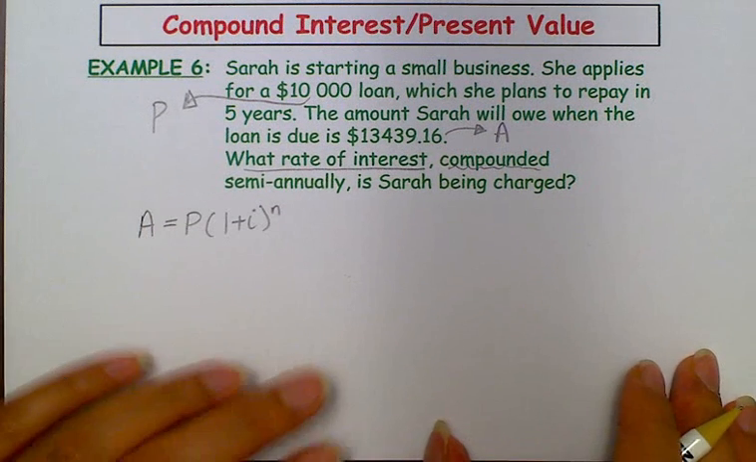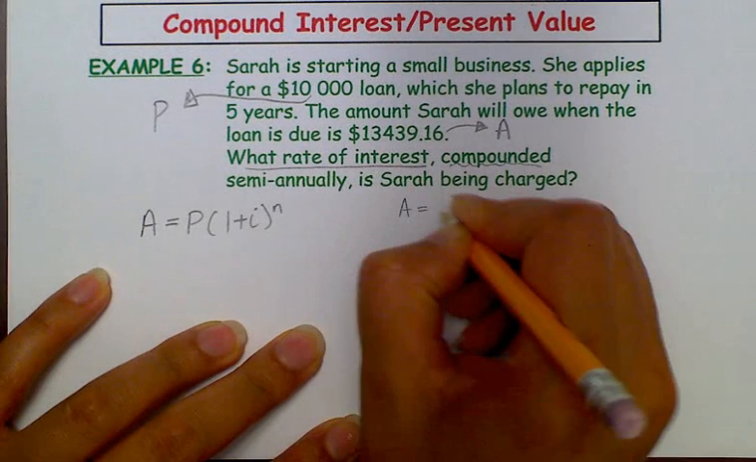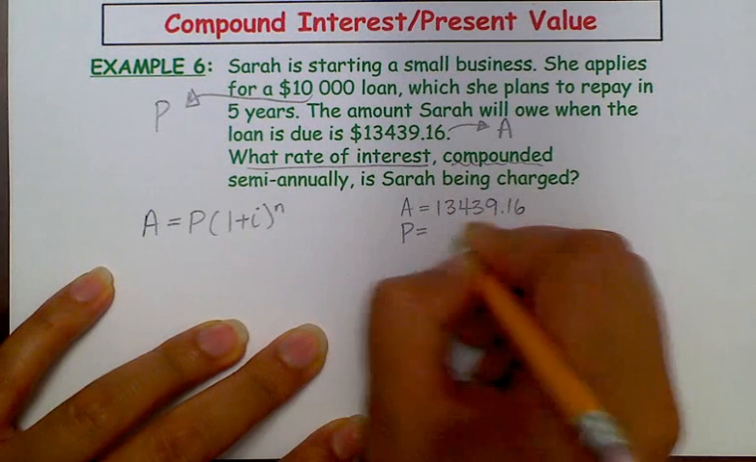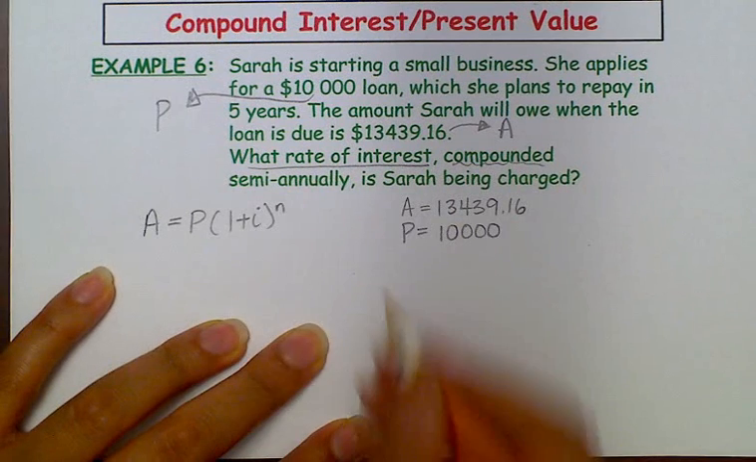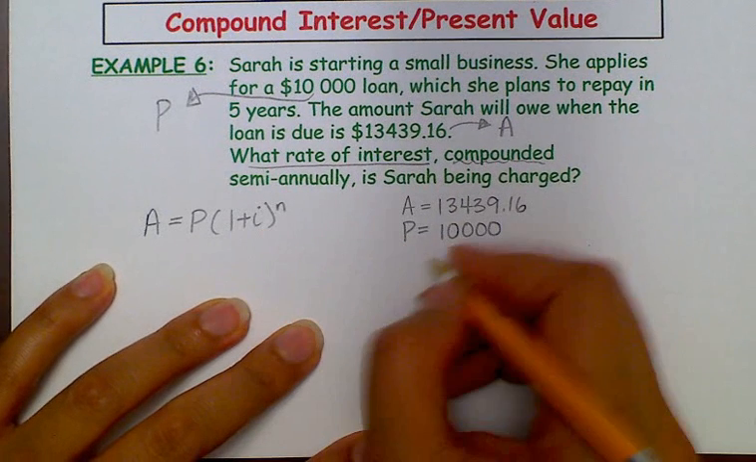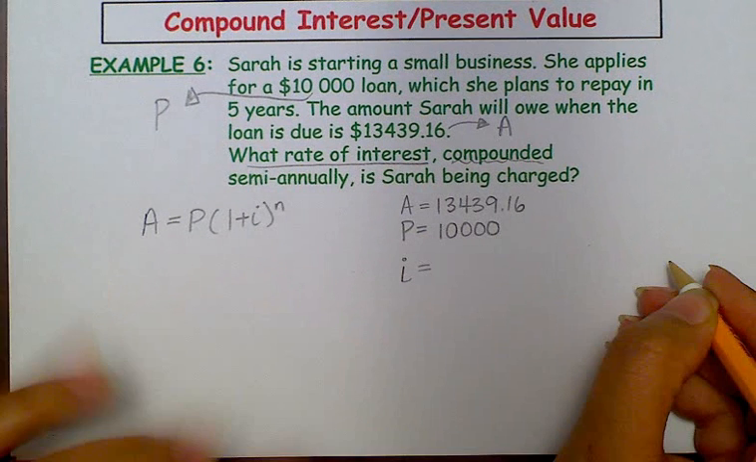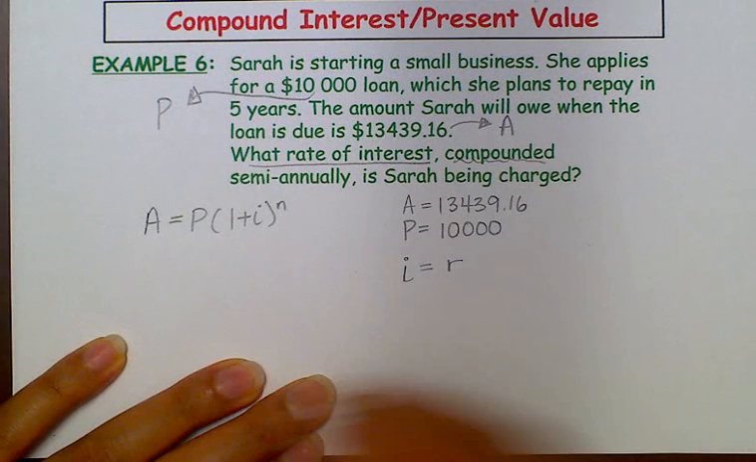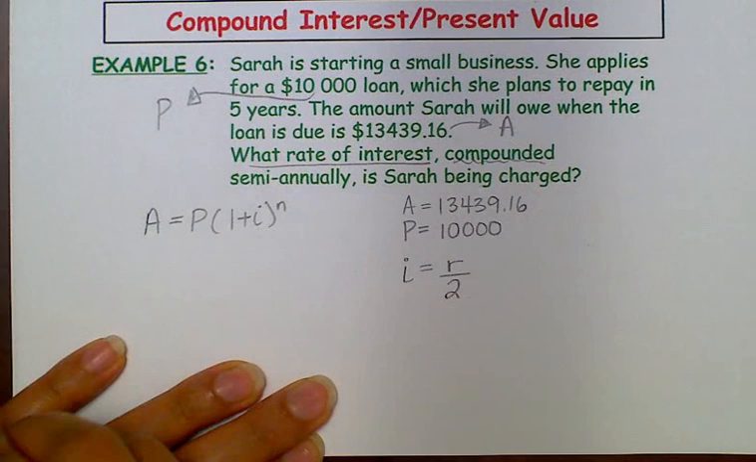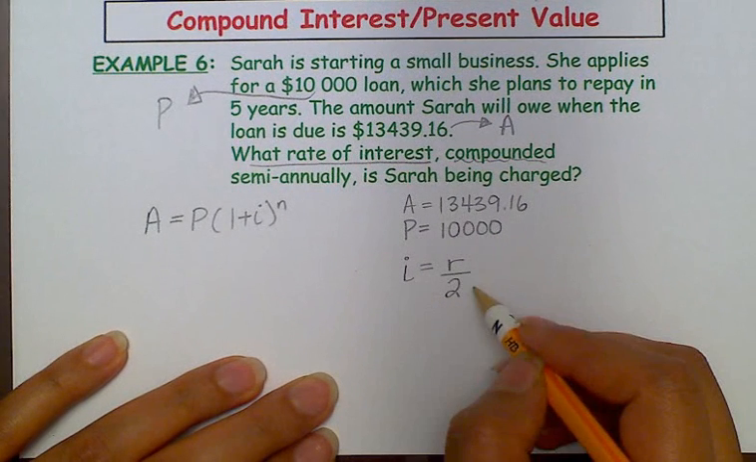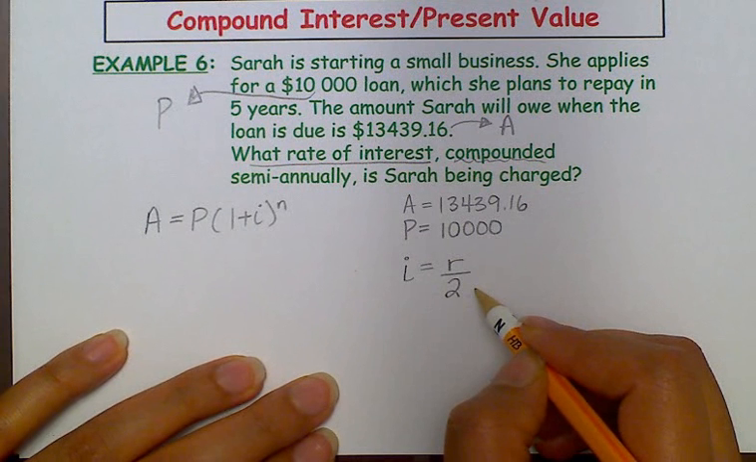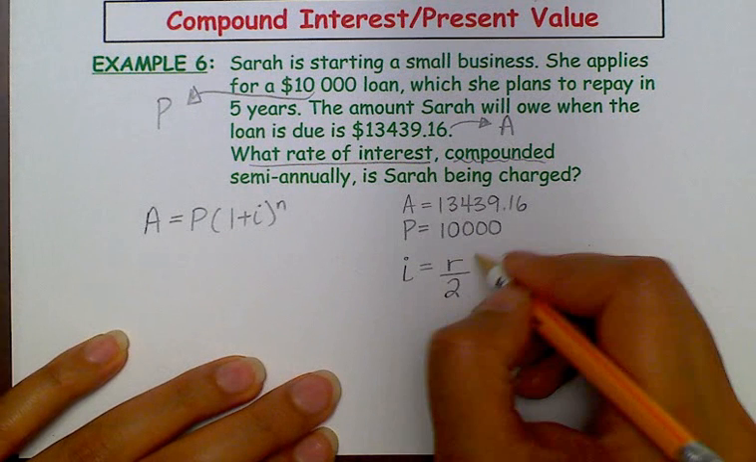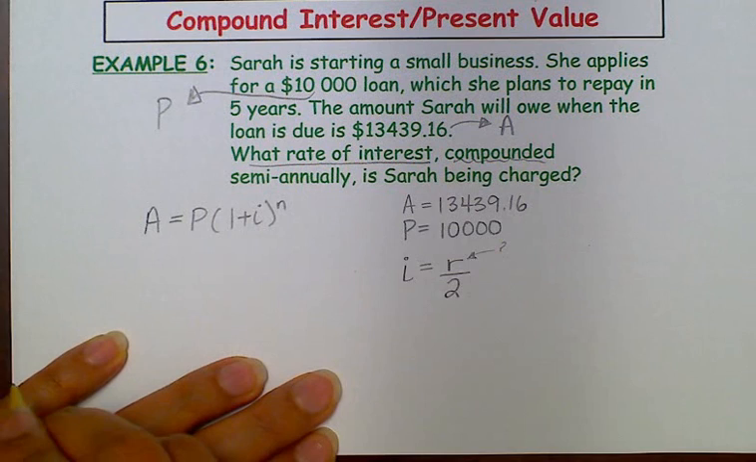Okay, and let's list the information I know. So I know the accumulated amount is $13,439.16. I know the principal amount is $10,000. Okay, let's take a look at the interest rate per compounding period. I represents the interest rate per compounding period. And so we don't actually know how much interest she's being charged on an annual basis. So we don't know what the interest rate is, but we know that it's being compounded twice a year. Okay, so the interest rate per compounding period would be R divided by 2. Because it's semi-annual, so I know that the interest rate would be divided by 2 to figure out the interest rate per compounding period. So eventually what we're going to be solving for is what the value of R is.